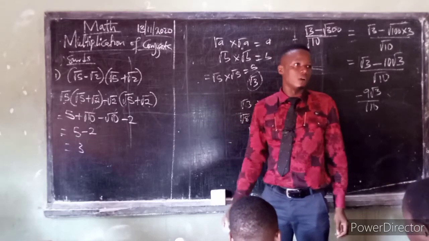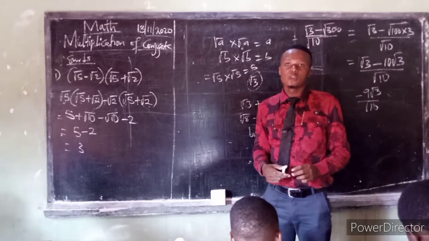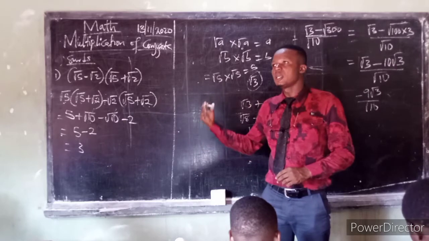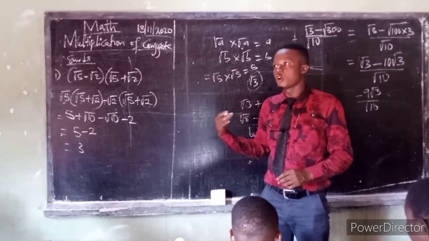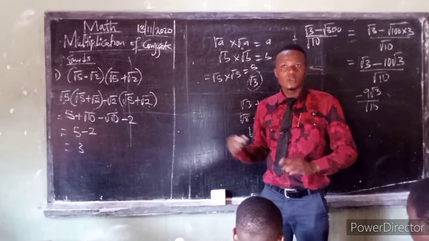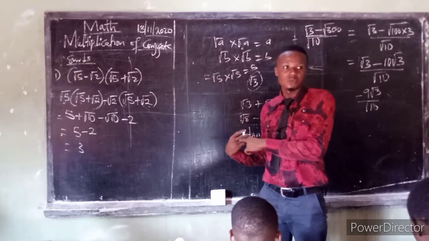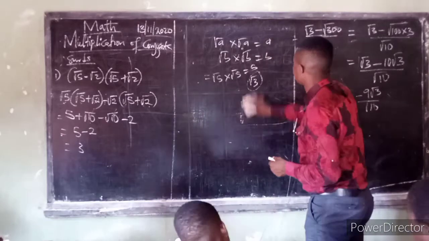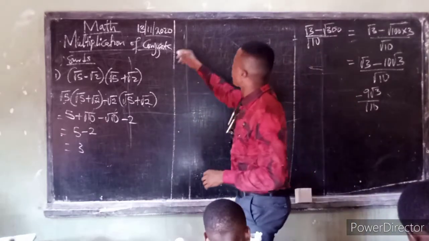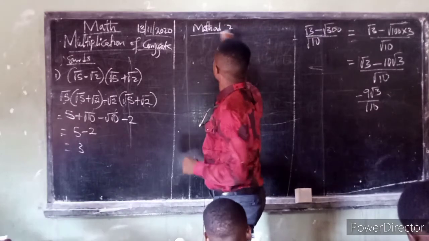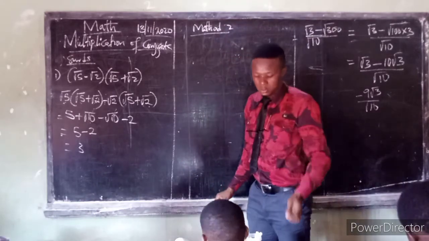Then again, I'll teach you another shortcut of dealing with conjugate surds, without expanding the bracket like this. But it is only applicable when you talk about conjugate surds. Conjugates only. Every other kind of surds, you cannot use this method I'm going to teach you now. Now see, same question, let's say method 2.